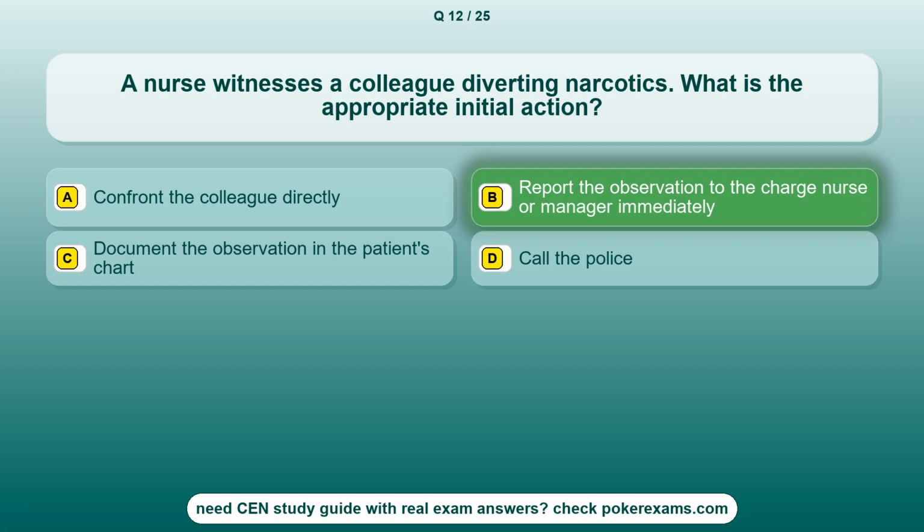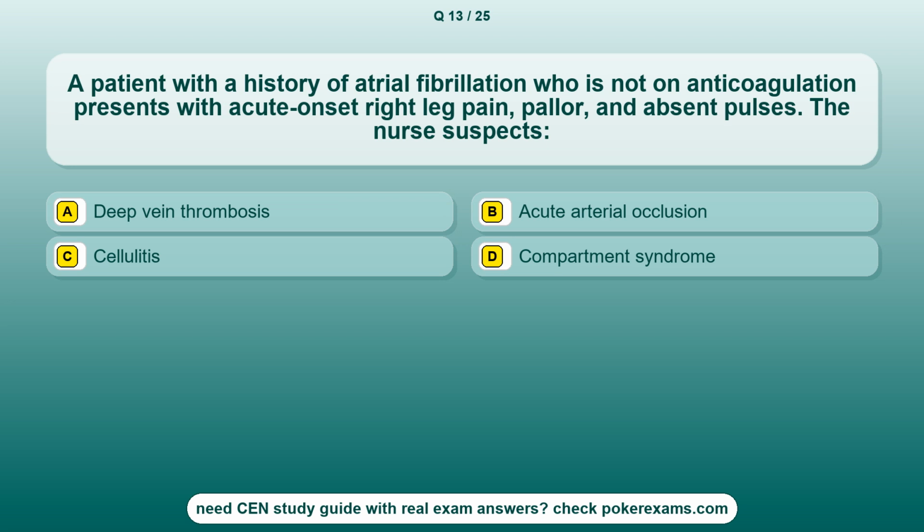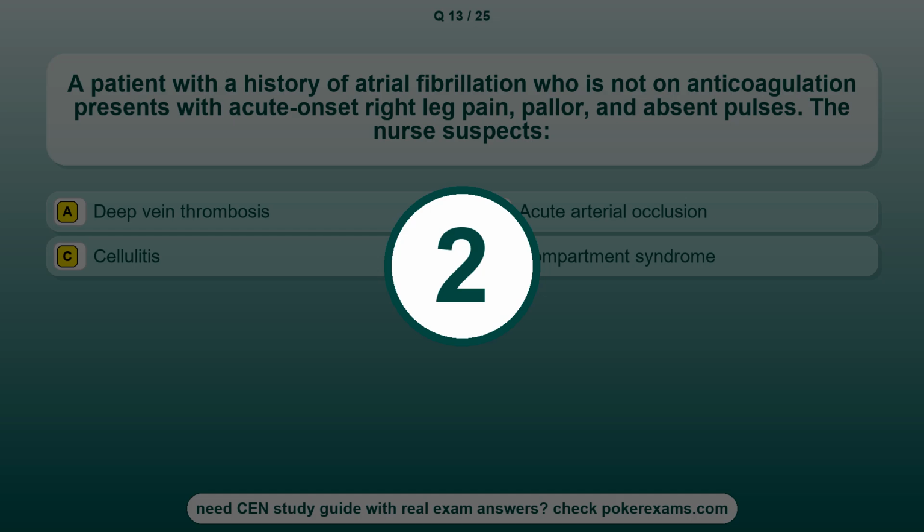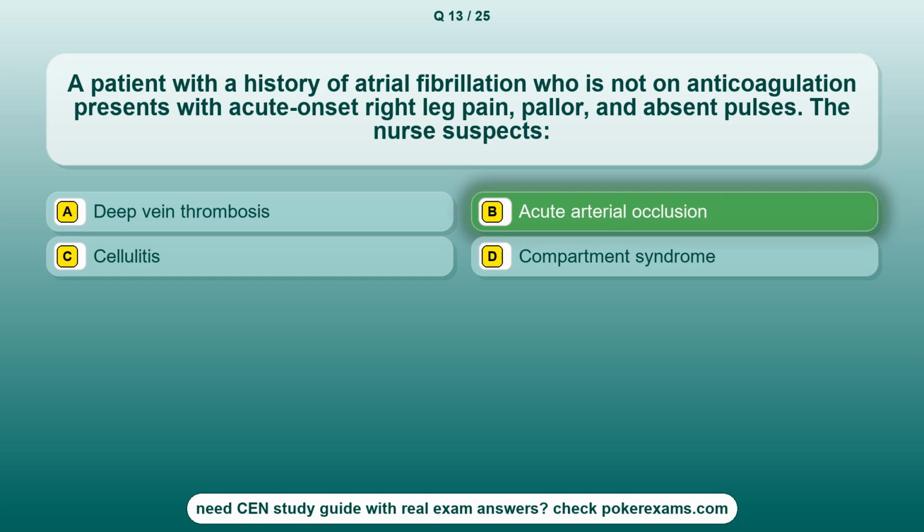The correct answer is option B, report the observation to the charge nurse or manager immediately. Question 13. A patient with a history of atrial fibrillation who is not on anticoagulation presents with acute onset right leg pain, pallor, and absent pulses. The nurse suspects. Option A, deep vein thrombosis. Option B, acute arterial occlusion. Option C, cellulitis. Option D, compartment syndrome. The correct answer is option B, acute arterial occlusion.